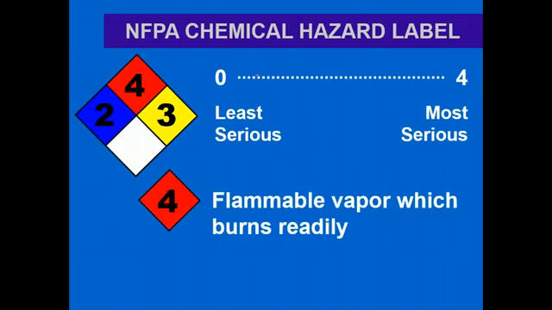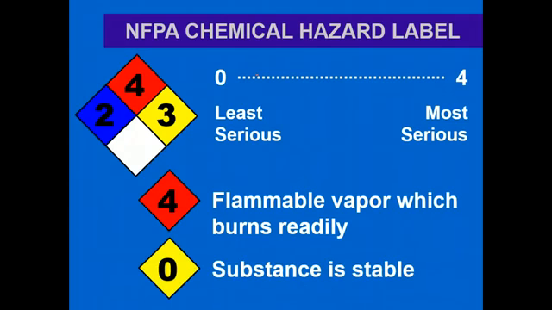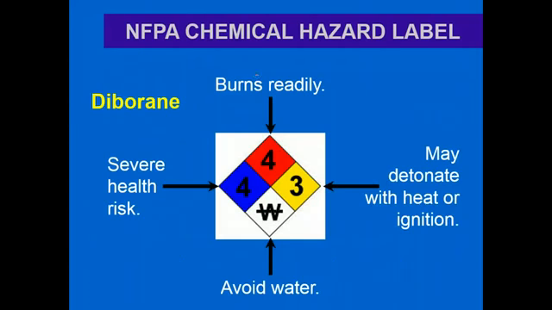So for example, if there's a 4 in the red, that means that it's a very flammable substance. If there's a 0 in, let's say, the yellow, then that would mean that the substance is stable. So it means it's not just going to start reacting when it comes in contact with air or with you or whatever. This is an example for a chemical called diborane. It's nothing you have to have memorized, just to show you an example.